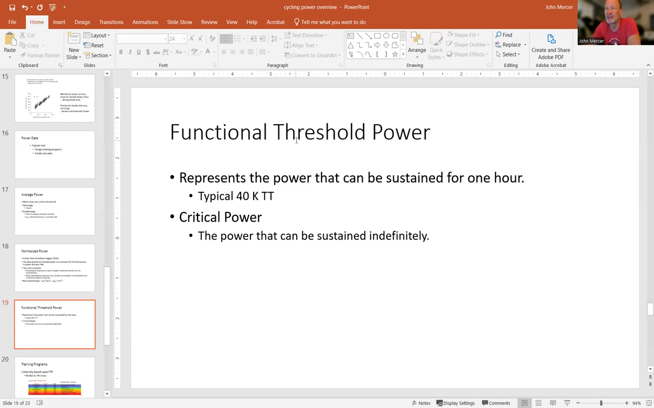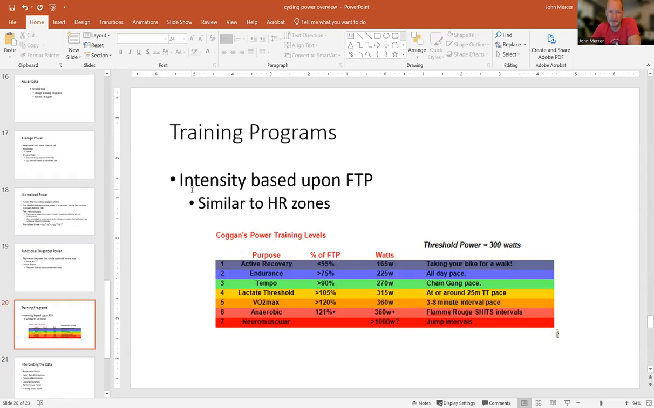So trying to understand what these points are actually helpful in designing a training program. And so here's just an example. Here's a training program where the intensity is based upon percentages of your functional threshold power, of that power that you can sustain for an hour. Now, how do you figure that out? Well, that's a whole nother issue. There's a wide variety of tests to try to understand and predict what your functional threshold power is. This is nothing more than something that would be similar to heart rate zone. But instead of looking at your heart rate watch, you're now looking at your power computer while you're riding, and you're trying to understand what wattage to use to be at different percentages of FTP.